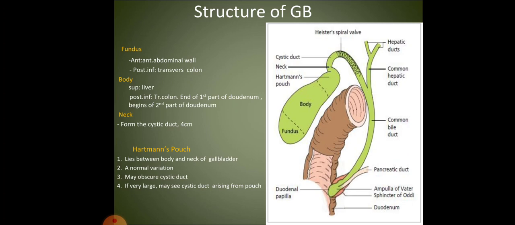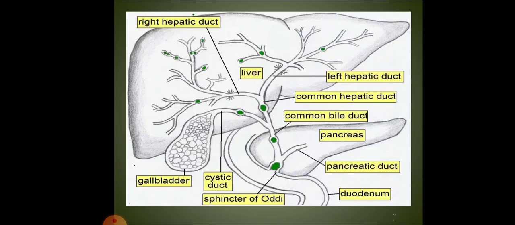Then we have the Hartmann's pouch. It lies between the body and the neck of gallbladder. A normal variation is found in this and it may obscure the cystic duct. If very large, it may show the cystic duct rising from the pouch. Then these are the different locations for the lodgement of the stone from the gallbladder.